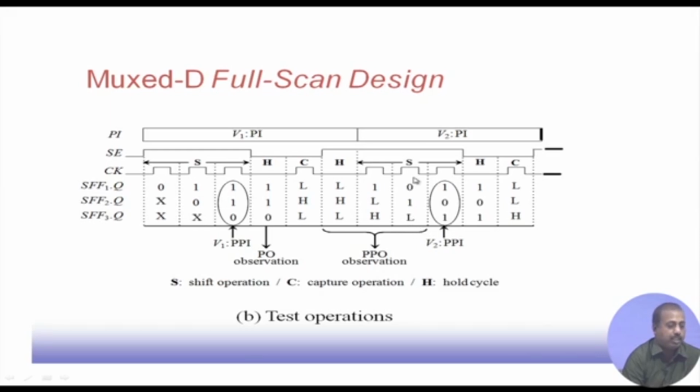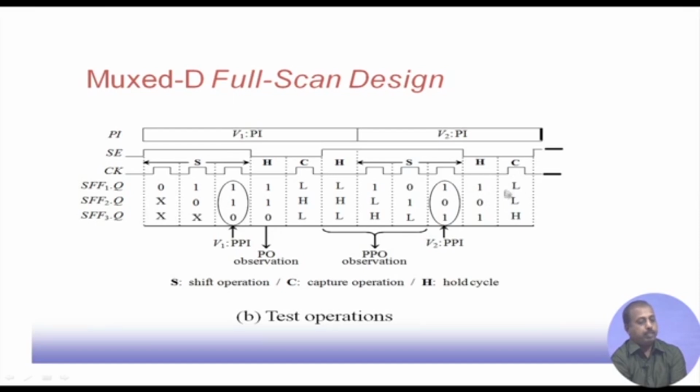So, after this clock we have got all the 3 bits of this pseudo primary output shifted out, and we could see the values. Now, this pattern has got loaded, this pseudo primary input part of V2 has got loaded. So, again one hold cycle is given, and then a capture pulse is given. In the hold cycle the combinational logic will evaluate the value, and then in the capture cycle the values that are computed at pseudo primary output.